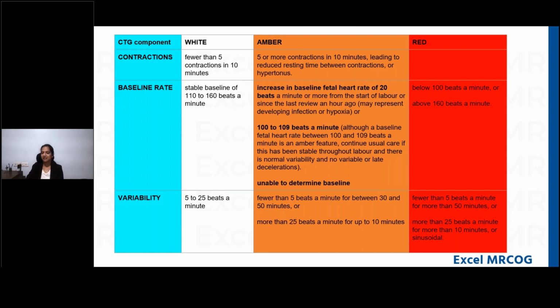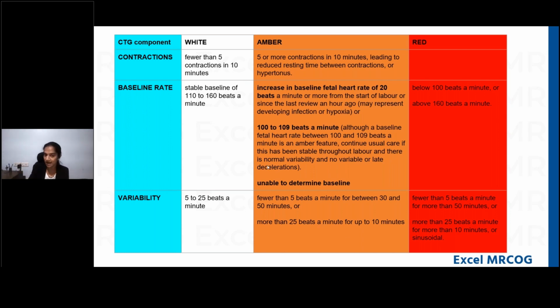Okay, the baseline rate 110 to 160 is a stable rate, a normal baseline rate. It is white, we all know this. Variability 5 to 25 is white, we all know this. While amber is when the baseline rate increases by more than 20 beats per minute. That means the fetus is trying to cope with the stress, trying to increase its heart rate. It's trying to cope with hypoxia. So if there is a gradual rise in the baseline rate by more than 20 beats per minute, it is amber.